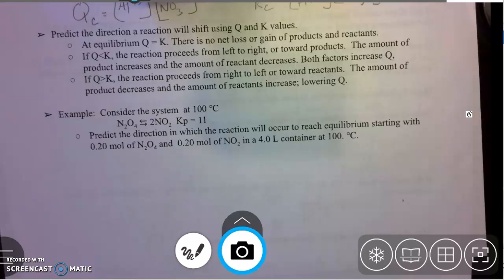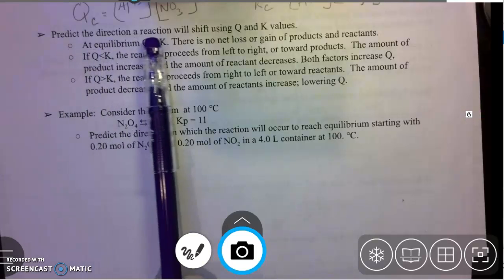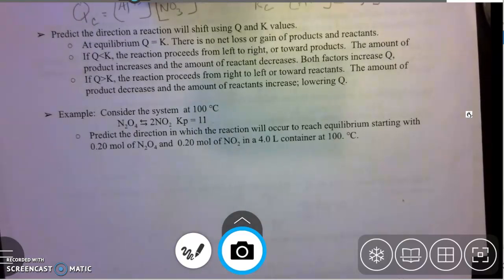So you may wonder why we've been talking about Q and K. Why do you need both? Well, the reason is that if you know the numerical values, you can actually predict the direction a reaction will shift using those values. So we can see what happens in the lab, but we can also make predictions.